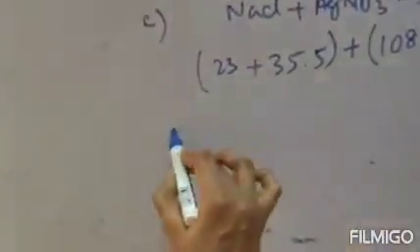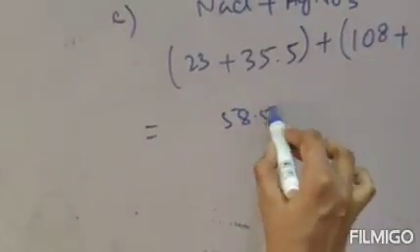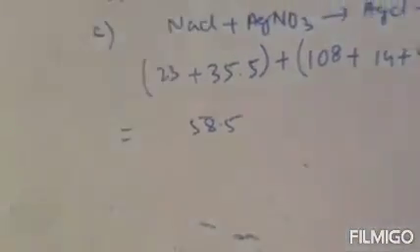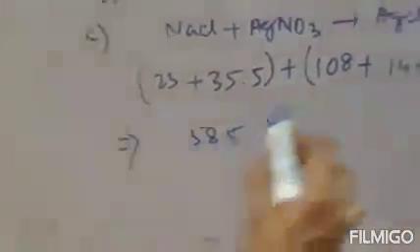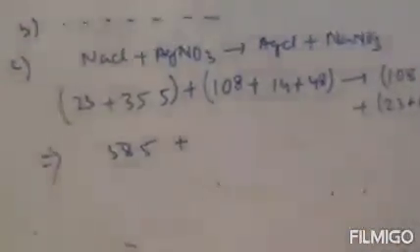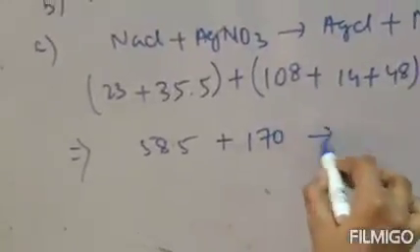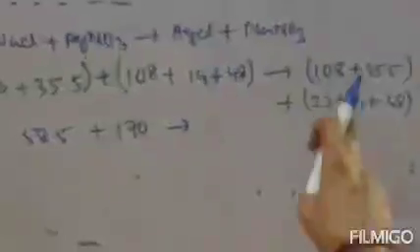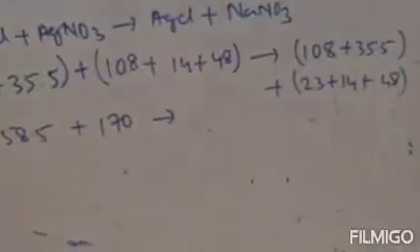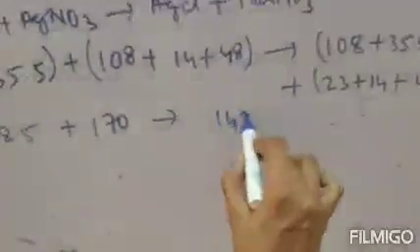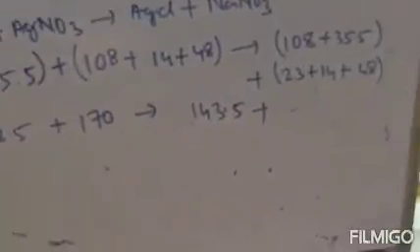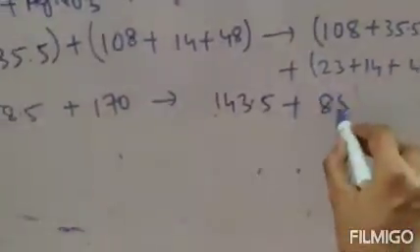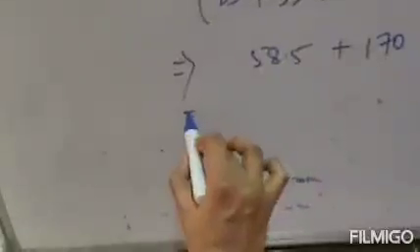Clear? Now just do, it is 58.5, 23 plus 35, that is 45.5, this is 58.5 plus this is your 108, that is 122 are 48, this is 170. Clear? Now 108 and 35 gives you 143.5 plus this is 23 and 14, 37 and 48, right, this is 85. Clear? Now add these two.